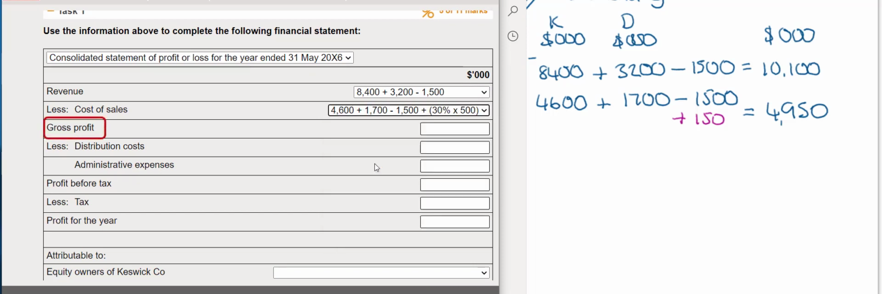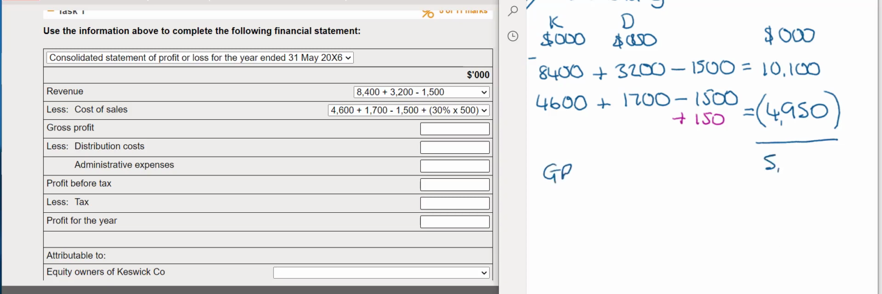My next box is to calculate the gross profit. This is going to be based on my figures, so therefore I've got my revenue figure of $10,100,000, and then taking off cost of sales, which is $4,950,000, will give me a gross profit of $5,150,000. And so I'll just type that into my box.